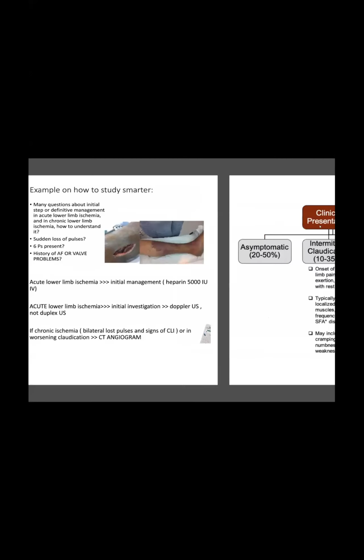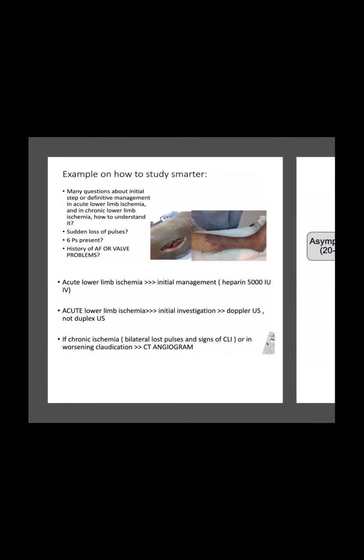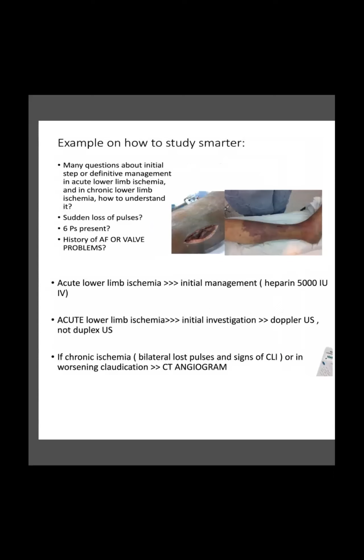What is the smarter way? First of many questions: initial step, definitive management. We have to study the smart way, what they are asking. Initial, definitive, or acute limb ischemia and chronic limb ischemia. We have to understand, is it acute or chronic? Sudden loss of pulse or the 6 Ps present: pulselessness, pain, paresthesia. History of atrial fibrillation or valvular problem. All are the smarter way to study.